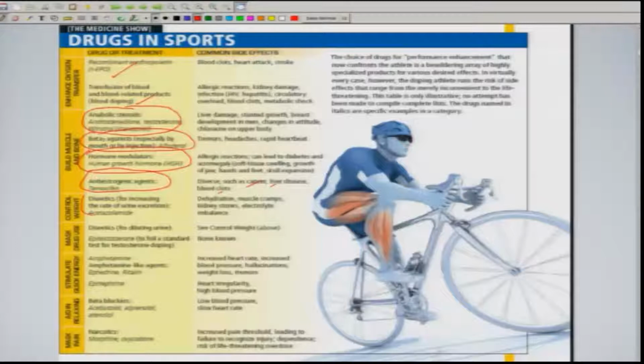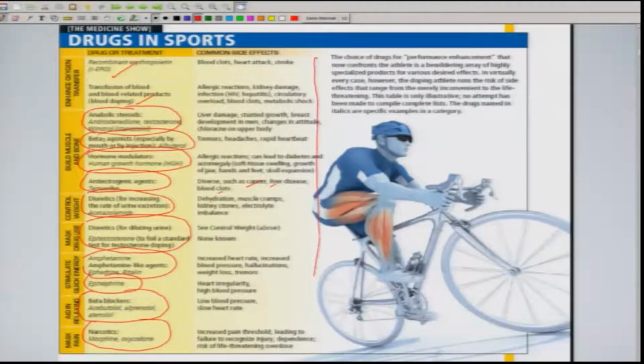Then you have all these weight control diuretics, okay. Then you have diuretics diluting the urine. Then you have amphetamine, epinephrine. Then you have these beta blockers, narcotics, morphine, oxycodone, and a series of them. And the common side effects here. Please read through these common side effects.